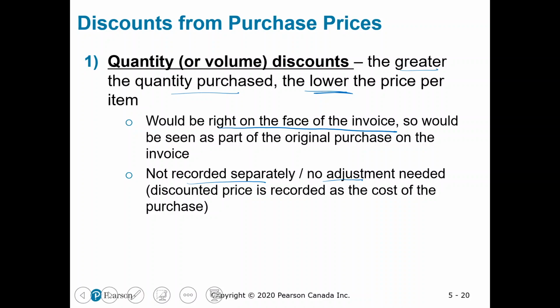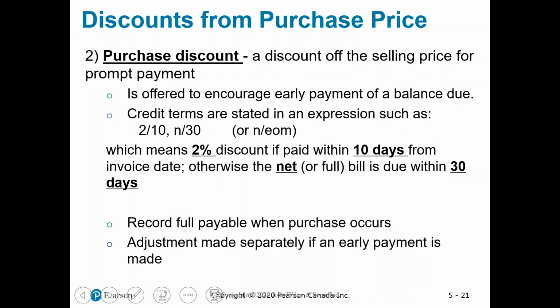Now, the second type of discount is called a purchase discount. And these are ones that do need to be recorded separately. So a purchase discount is a discount off the selling price for prompt payment. So you pay something within a shorter period of time than it's actually due, they will give you this discount. So this is offered to encourage early payment. So suppliers want to collect that money from the purchaser early, and they give this encouragement or motivation by offering a discount if this is done.